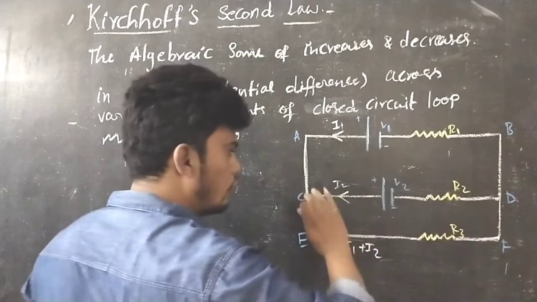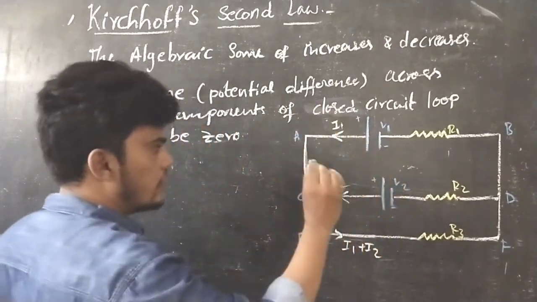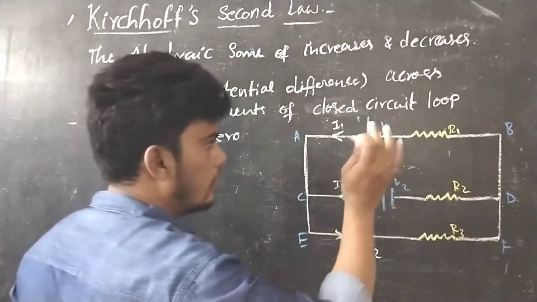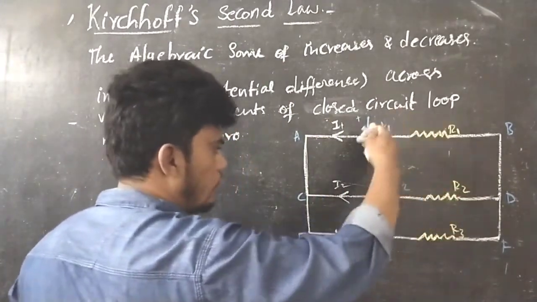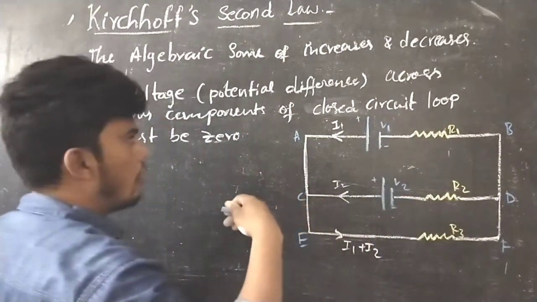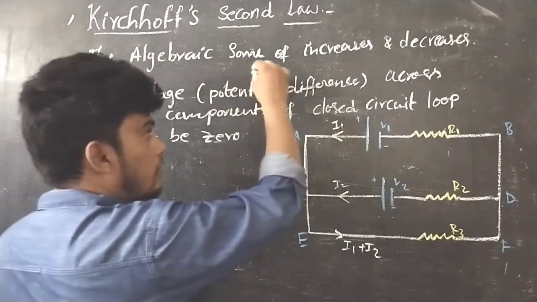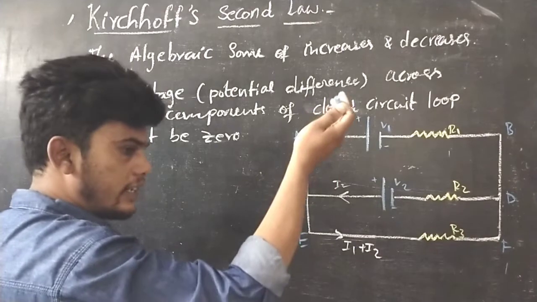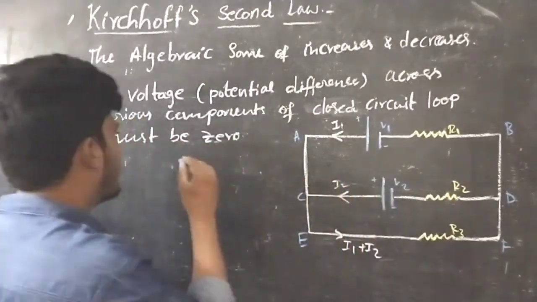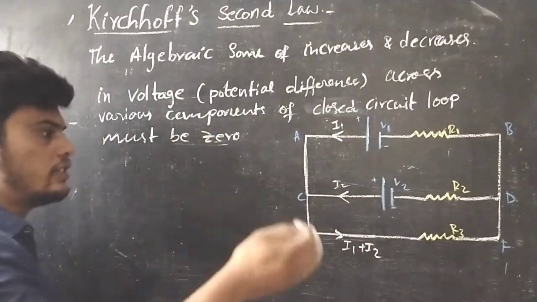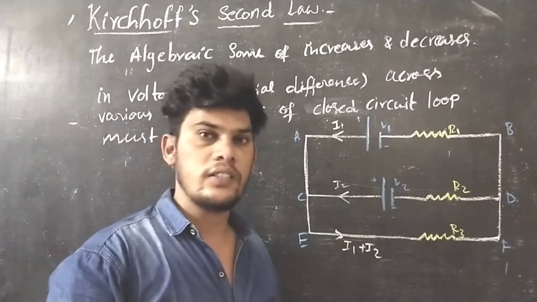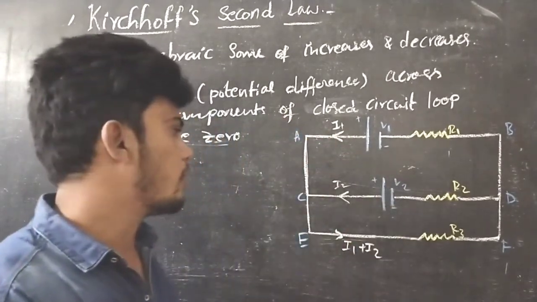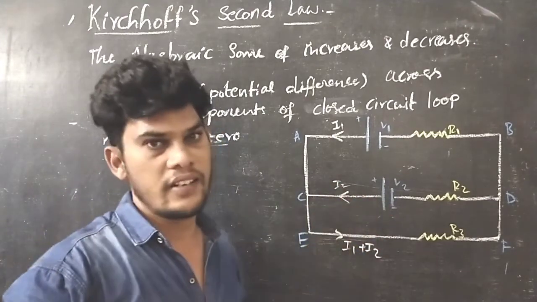In this closed loop, there are a number of components like a battery and resistors. In these components, all the voltage values, increasing and decreasing, must sum to 0. This is the statement of Kirchhoff's law. Now I am going to apply this Kirchhoff's law in the formula by taking sign conventions.